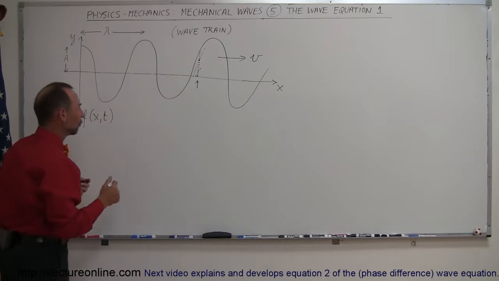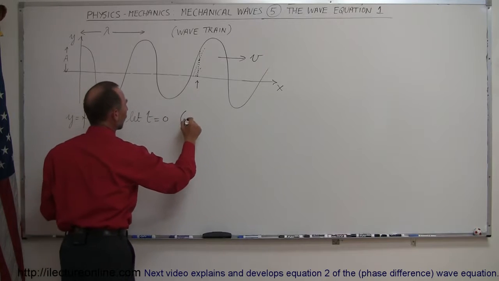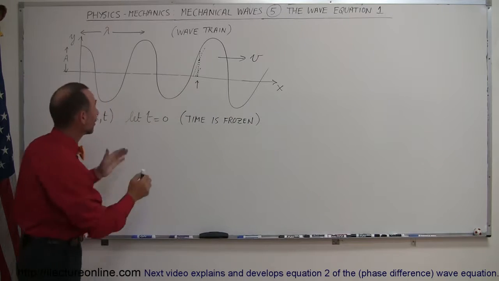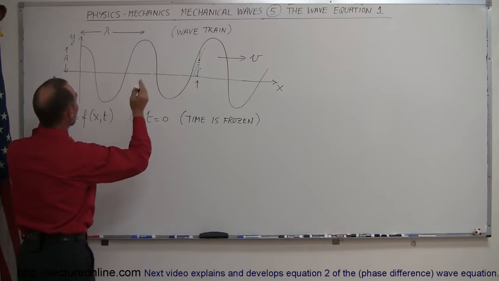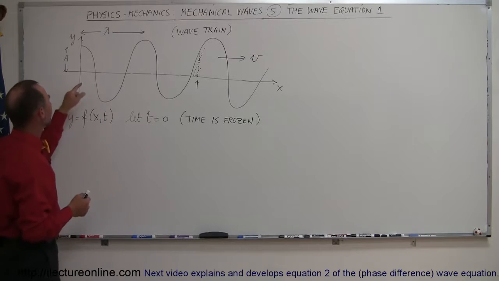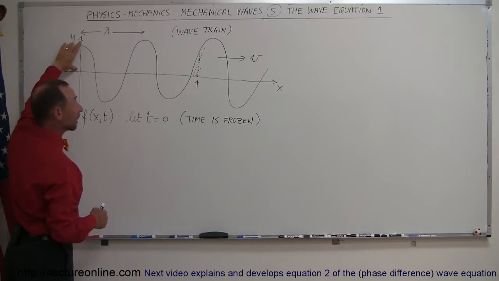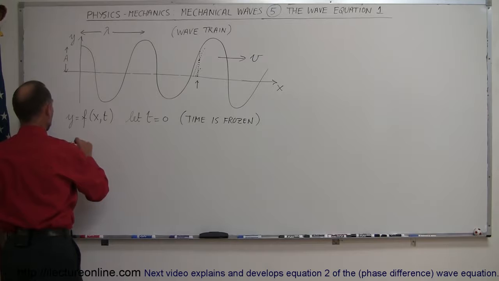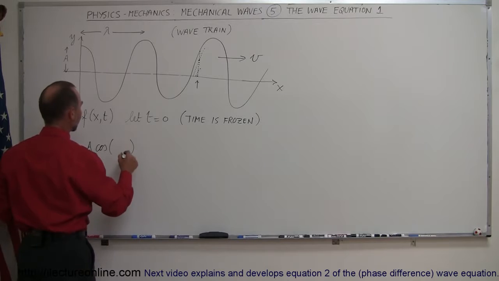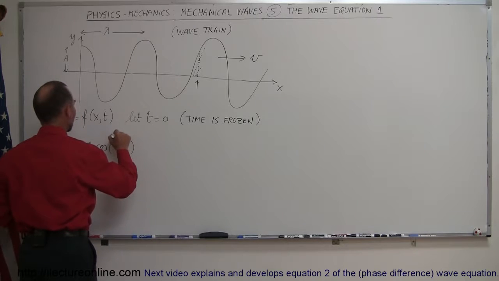So let's first start out, to make things a little bit simpler, let time equal 0. So, in other words, time is frozen. And let's say that time is frozen at this very moment in time when the wave is right here. Okay, so what does that wave look like? Well, that looks like a sine or a cosine function, and since at time equals 0 the amplitude is a maximum right here, that looks like a cosine function. So we could say that y is equal to the amplitude A times the cosine of some constant times x. So let's see where c is simply a constant.